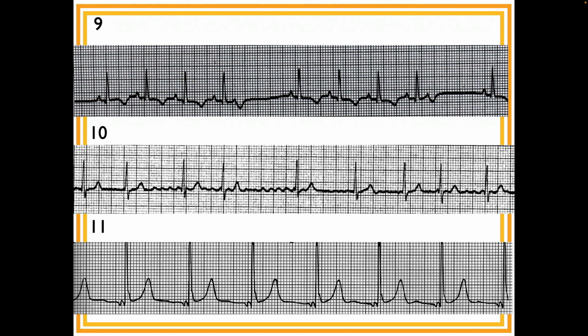It's regularly irregular, with a rate of 80. There are P waves present. PRI and the QRSs are normal. I think it is a normal sinus rhythm with 2 non-conducted PACs.